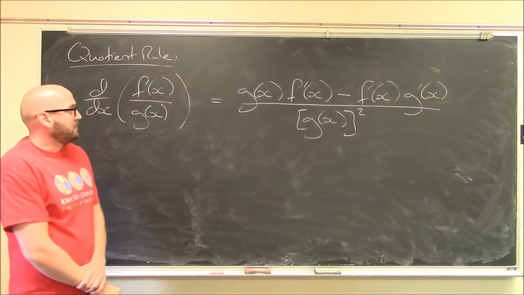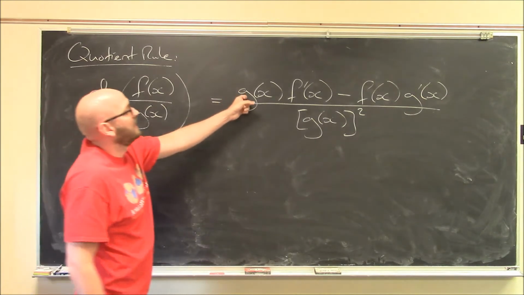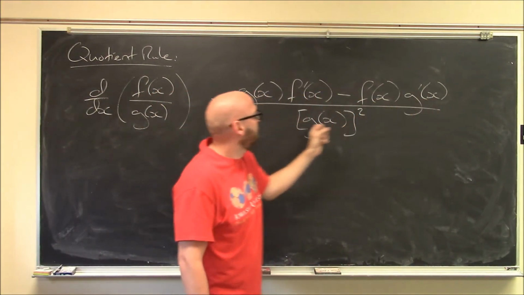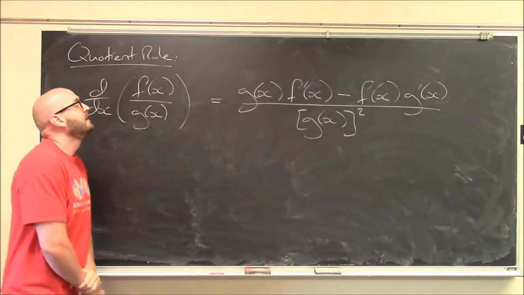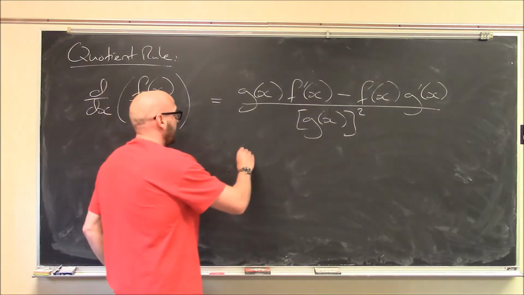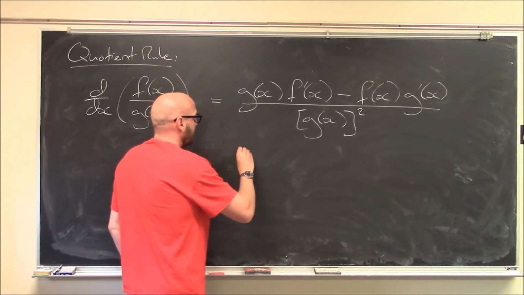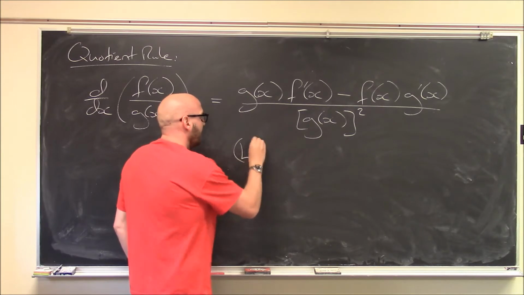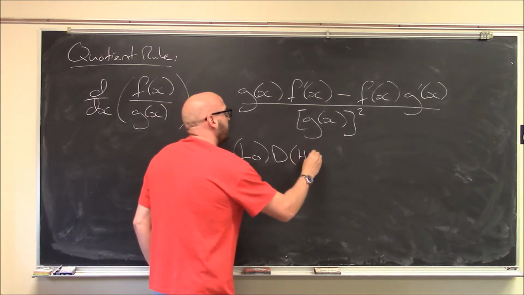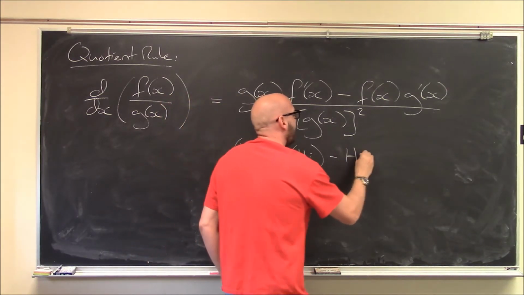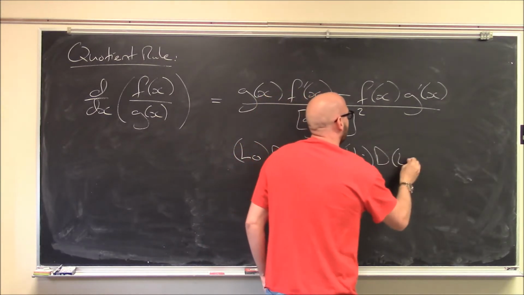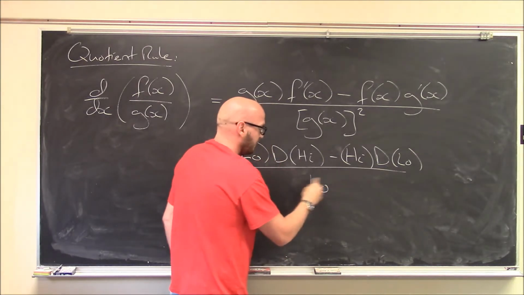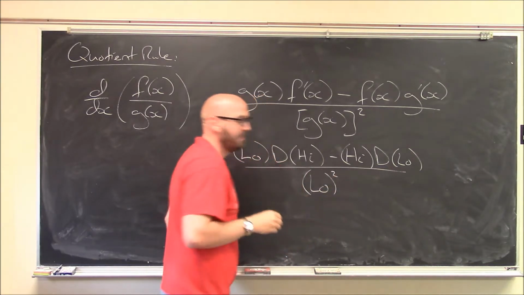There's the famous quotient rule, right? So it's the bottom times the derivative of the top, minus the top times the derivative of the bottom, all over the bottom squared. To make this easy to remember, sometimes people say this is low d high minus high d low, all over, sometimes read as low low or low squared.